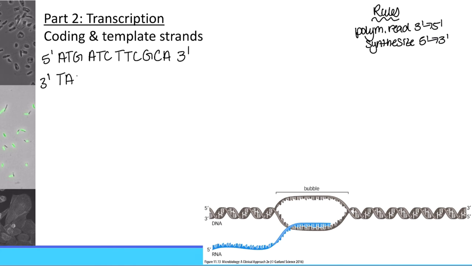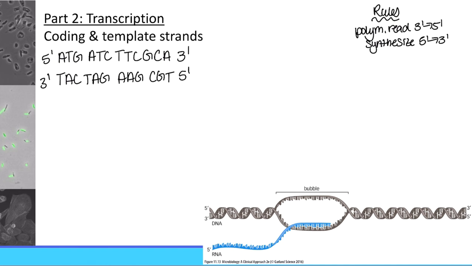So we have TAC, TAG, AAG, and CGT. So this is our DNA. And now what we have to do is figure out which of these strands is going to be used to make mRNA, because our mRNA can only be made in a 5' to 3' fashion.